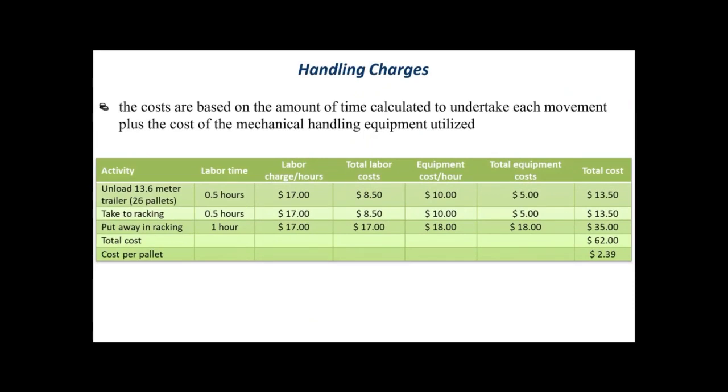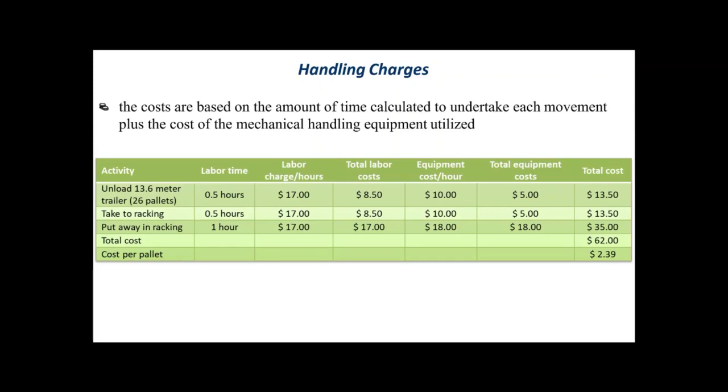Handling charges are also known as receipt, handling, and dispatch. They normally charge on a rate per pallet and handle. Companies have to be careful here as this only covers full pallets handled in and handled out. If items are dispatched as cartons, an in-handling charge per pallet is normally used together with the rate per case dispatched. The costs are based on the amount of time calculated to undertake each movement, plus the cost of the mechanical handling equipment utilized. Here is a typical example.